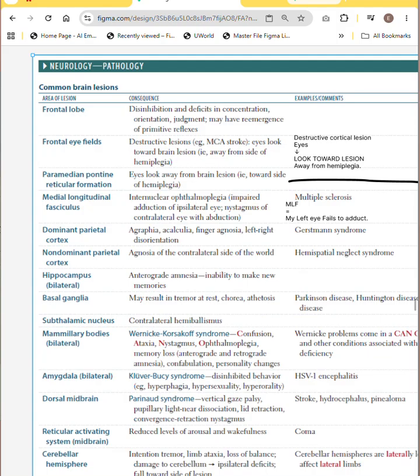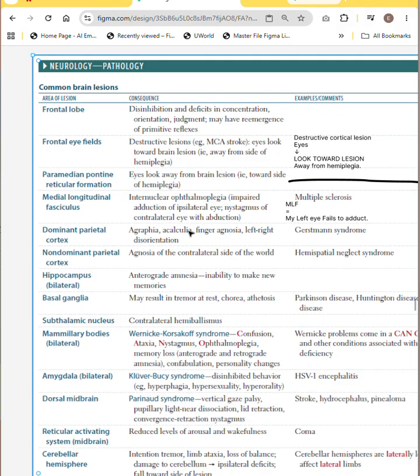This region integrates language with calculation and writing, right? Damage produces Gerstmann syndrome. Gerstmann syndrome has four findings, and you can just learn them. The first is agraphia, which basically means you cannot write. Acalculia means you cannot calculate. Finger agnosia means you cannot identify fingers, and left-right disorientation means you cannot identify what's right and what's on the left. So the patient cannot write, and cannot tell his fingers apart.